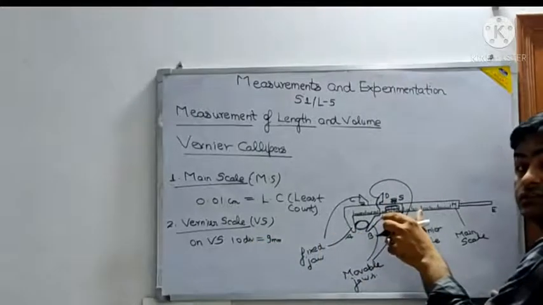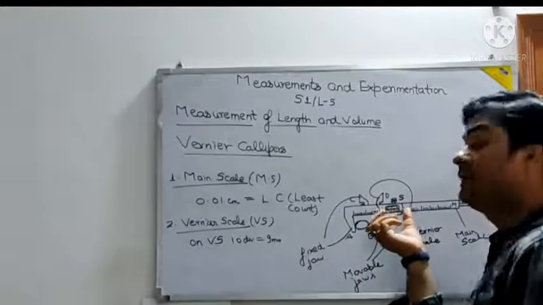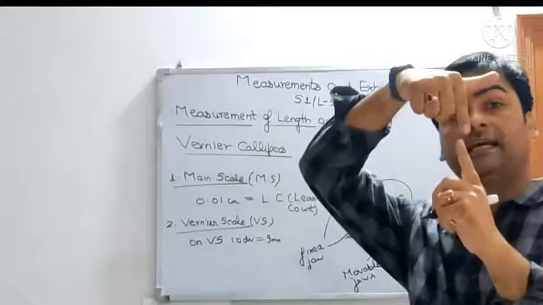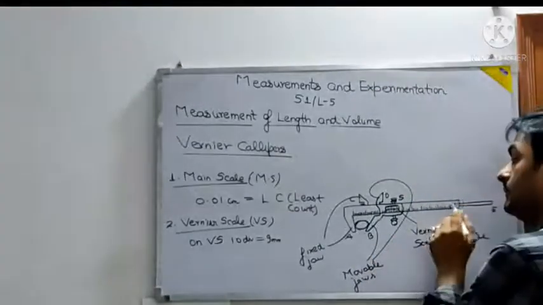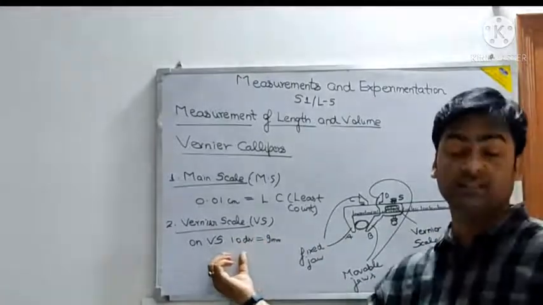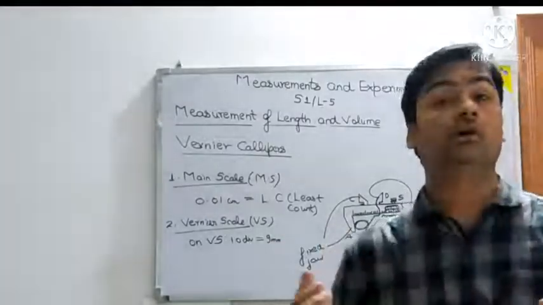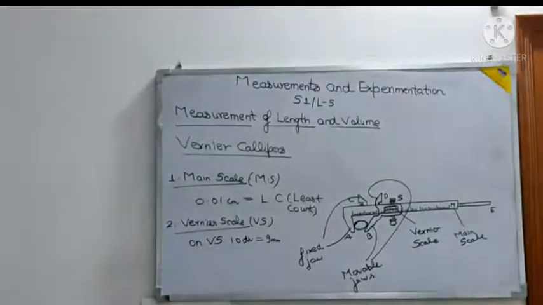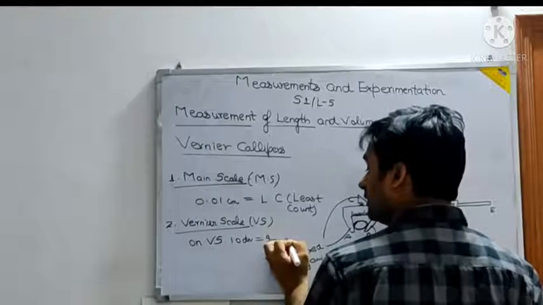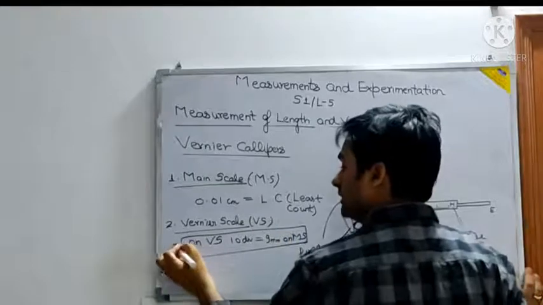Now see, with the vernier scale you are not measuring something; there are divisions marked on it. How many divisions are there? 10 divisions. These 10 divisions will be coinciding with some division on the main scale, and their value is equal to 9 mm on the main scale. Clear? So 10 vernier scale divisions equal 9 mm on the main scale. This is an important concept, children. Please do remember this one.